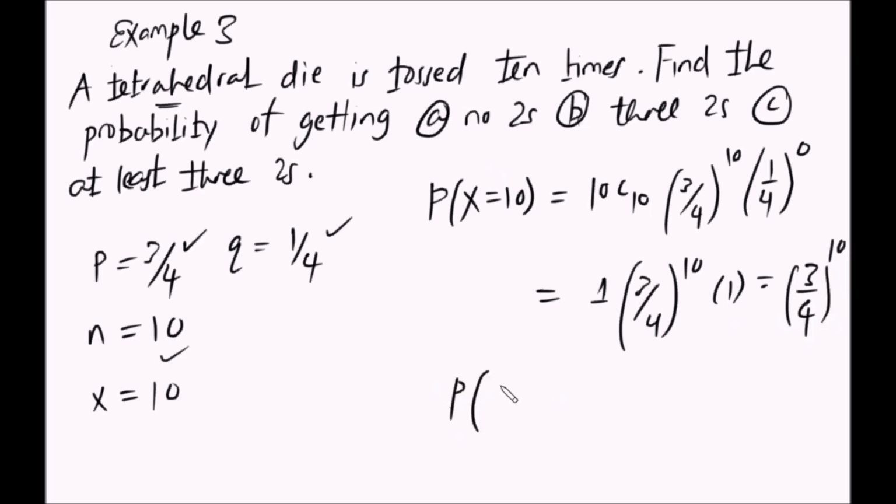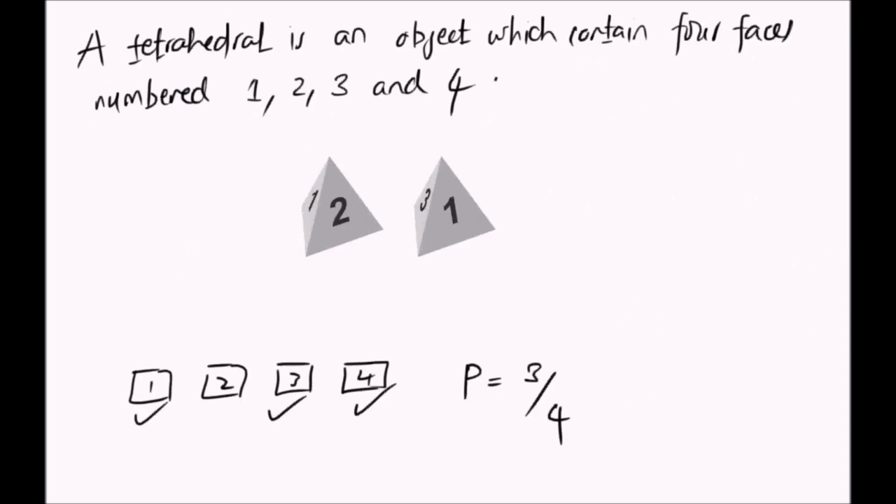Kwa hiyo probability that there are no 2s when the tetrahedral die is tossed 10 times, itakuwa jibu ni ngapi? If you use your calculator there, itakuwa ni 0.0563. This part A, no 2s. Now the probability of getting 3 2s. Manake nini? Manake the probability of getting a 2 sasa ni the probability of success. Okay, this time sasa the probability of getting a 2 is the probability of success.